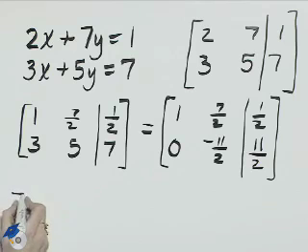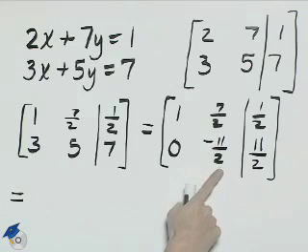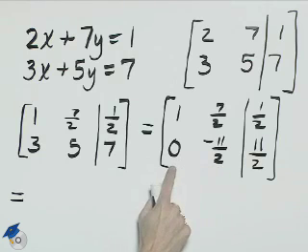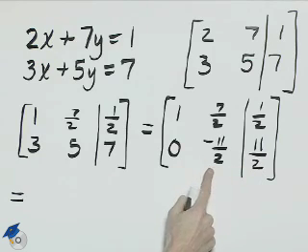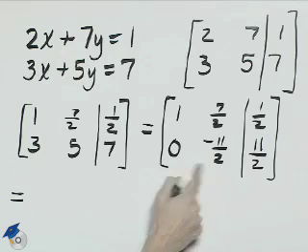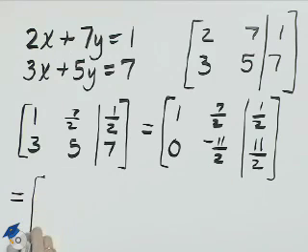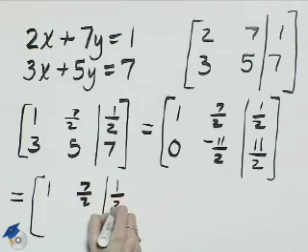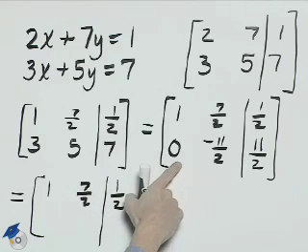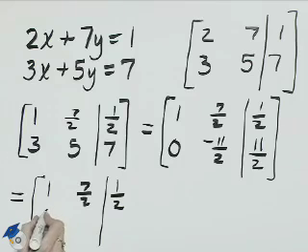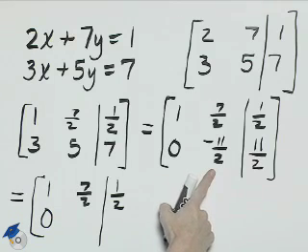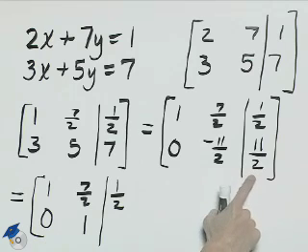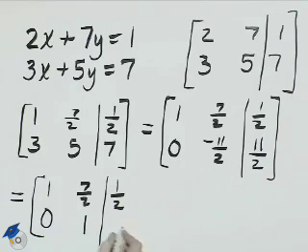The next thing we're going to want to do is change -11/2 so that that is a value of 1. We can multiply this whole row here then by -2/11, and that will make this a positive 1. Our first row stays the same, 1, 7/2, and 1/2. 0 times -2/11 is still 0. -11/2 times -2/11 is positive 1. And positive 11/2 times -2/11 is -1.